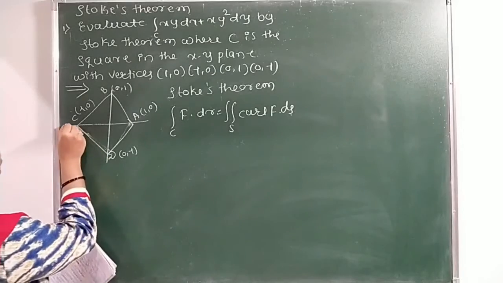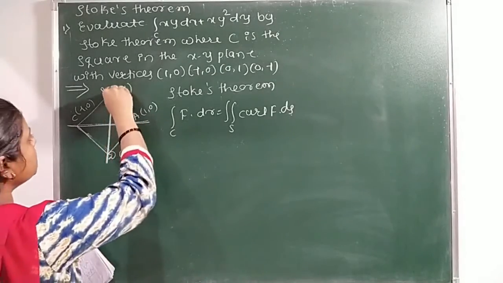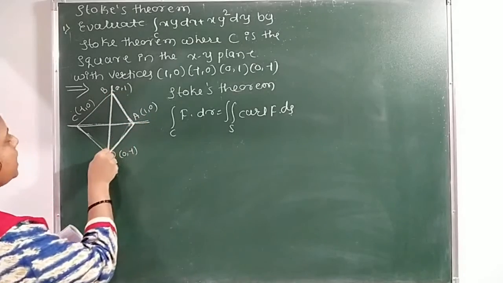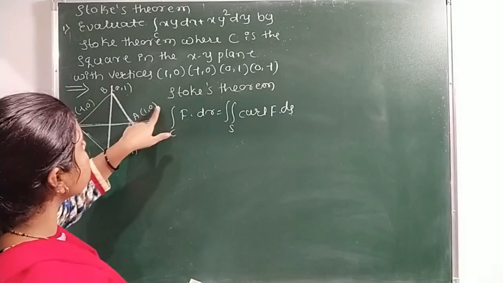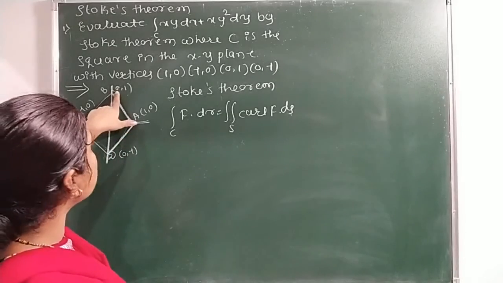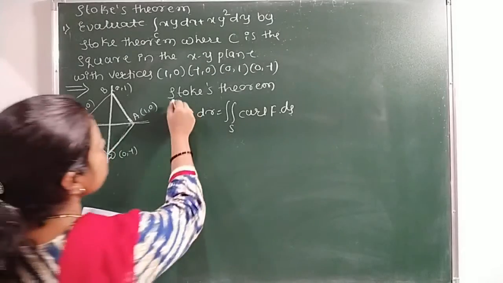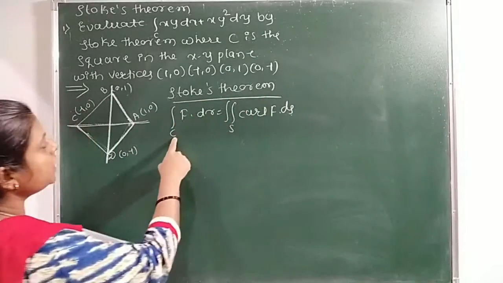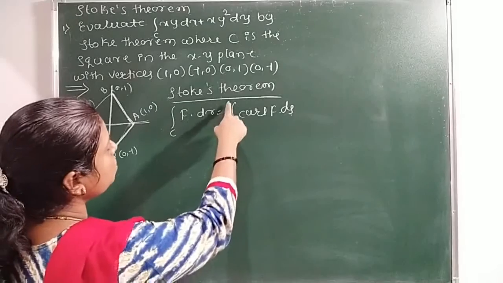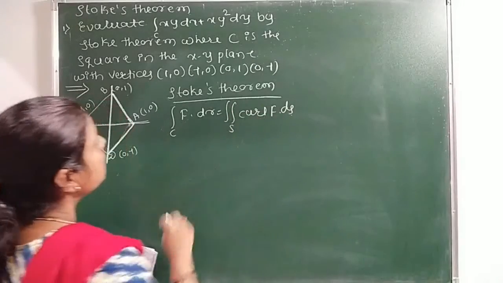It means we have to take the xy plane here, and here we have to draw the square. The points are 1, 0, minus 1, 0, 0, 1, 0, minus 1. First we have to write the Stokes theorem, that is integration of F dot dr is equal to double integration over S of curl F dot dS.